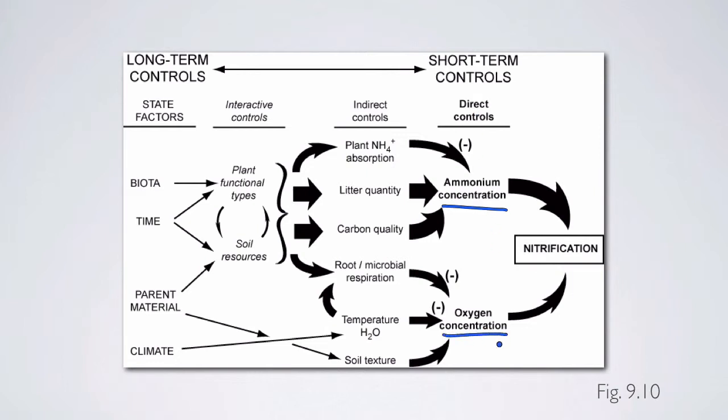In addition, it's an oxic process. So you need high oxygen concentrations in order to oxidize ammonium. So the two direct controls are lots of ammonium and lots of oxygen in order to generate high nitrification. The indirect controls, 1, 2, 3, 4, 5, 6, there's a lot of them. High ammonium concentrations happen when plants don't absorb a lot of ammonium, when there's a lot of litter around, so a lot of organic, particulate organic nitrogen, and carbon quality is also relatively high.